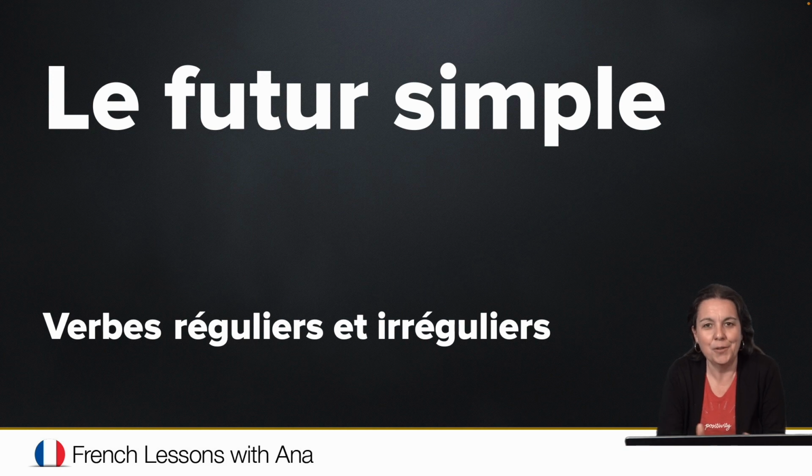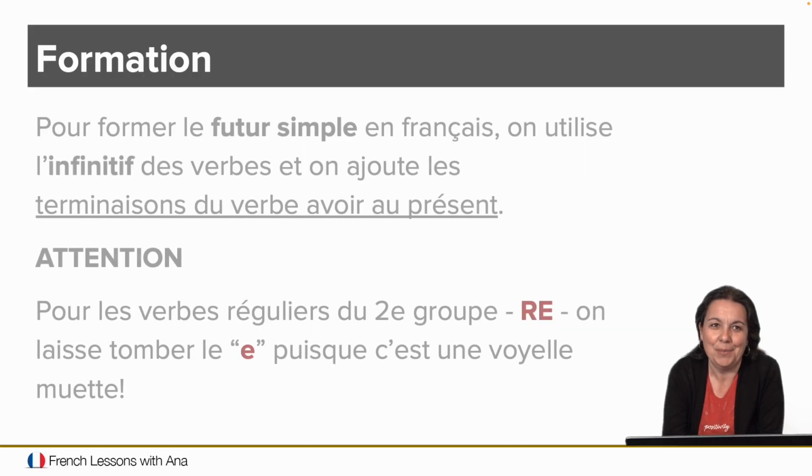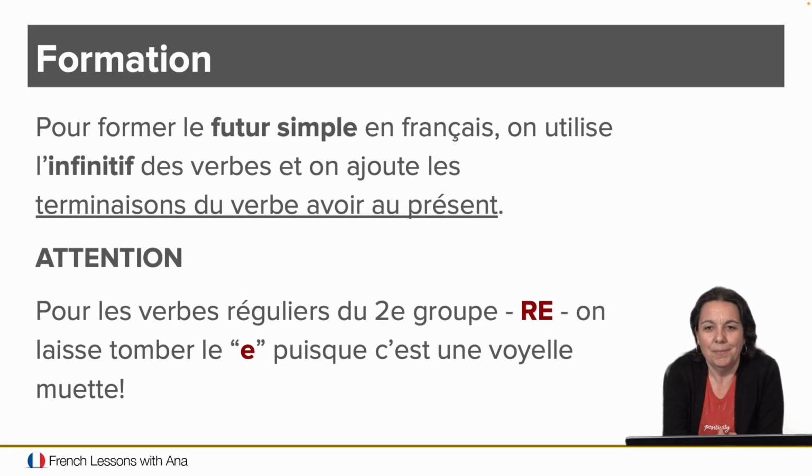It's just like everything else in French. The verbs are regular, and they also are irregular. So let's get started, okay? In order to form the futur simple, the simple future tense in French, on utilise l'infinitif des verbes et on ajoute les terminaisons du verbe avoir présent. Oh, what does that mean?